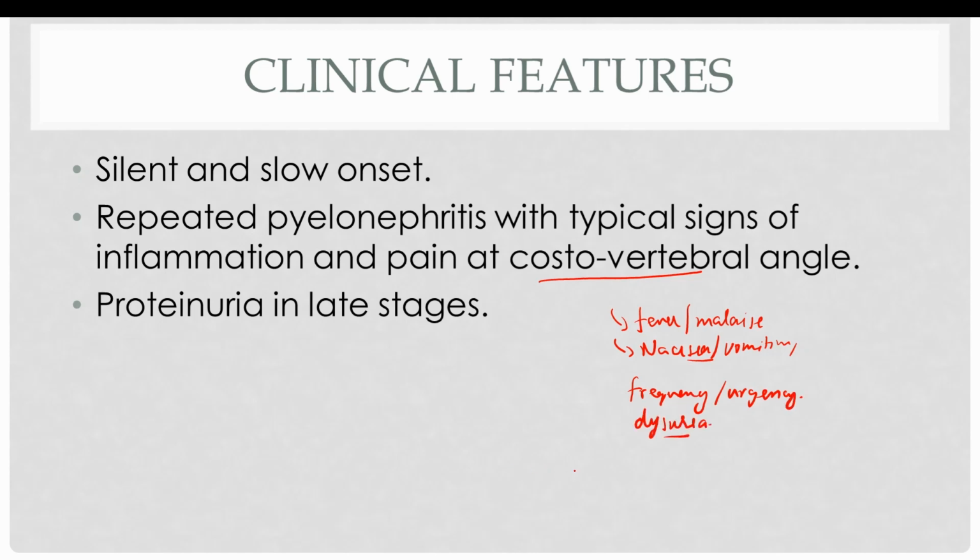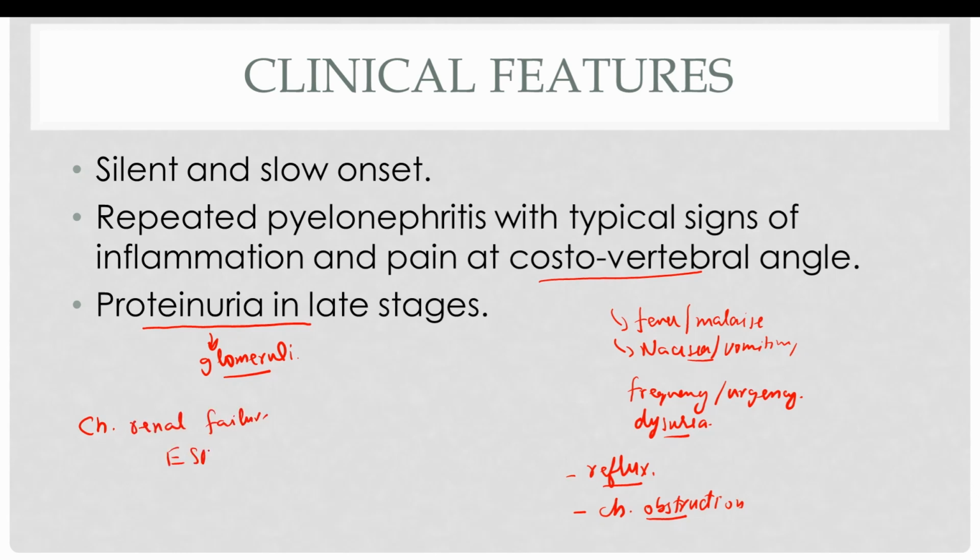The cause of chronic pyelonephritis must always be evaluated, such as urine reflux or chronic obstruction. There is often proteinuria in the later stages of the disease due to involvement of the glomeruli. Chronic pyelonephritis, when detected in the late stage, can also result in chronic renal failure or end-stage renal disease, in which the patient requires dialysis and renal transplant.